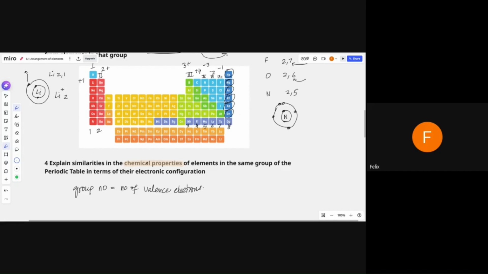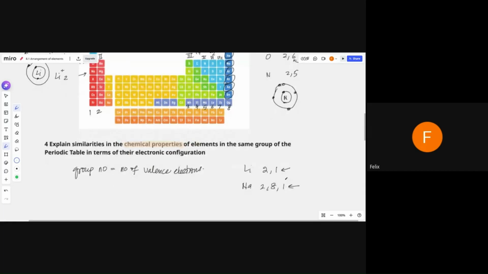So, explain similarities in the chemical properties of elements in the same group in terms of their electronic configuration. If the outer shell electrons are the same, they will have the same chemical properties. Lithium, for example, has electron configuration 2, 1, so in the outer shell there is 1 electron. In sodium we have 2, 8, 1, so again only 1 electron in the outer shell. So lithium and sodium have the same chemical properties.